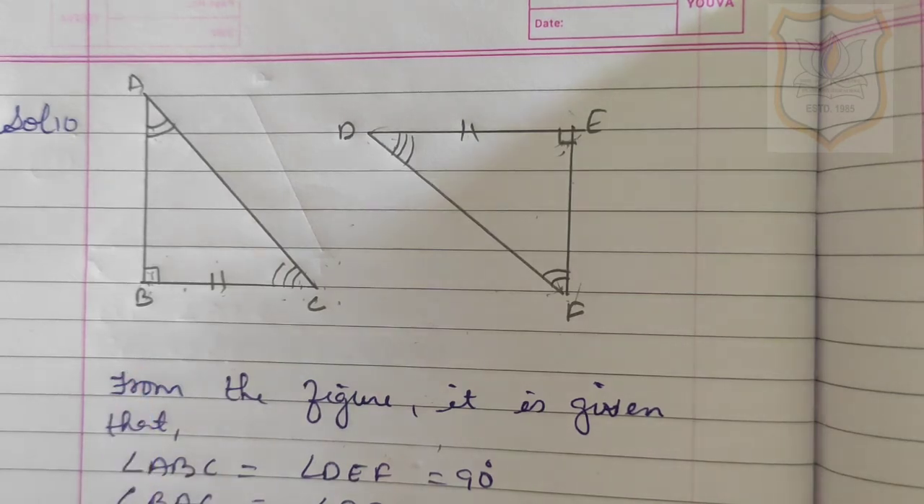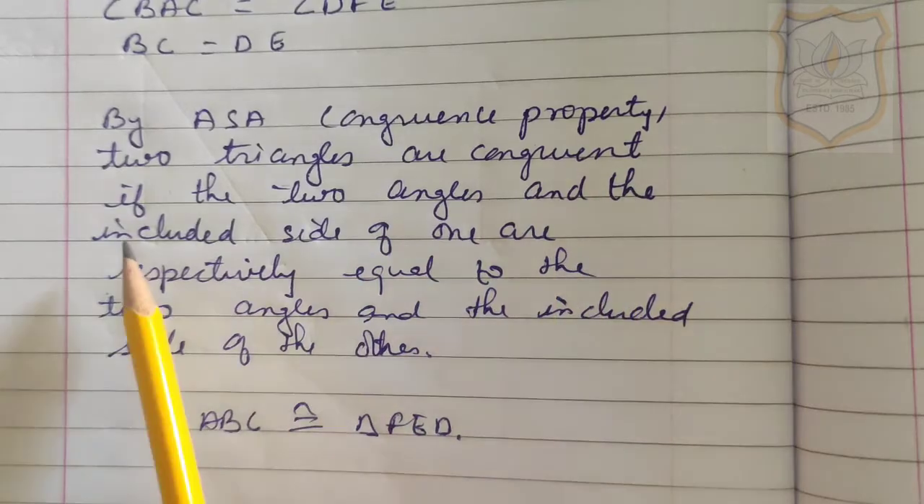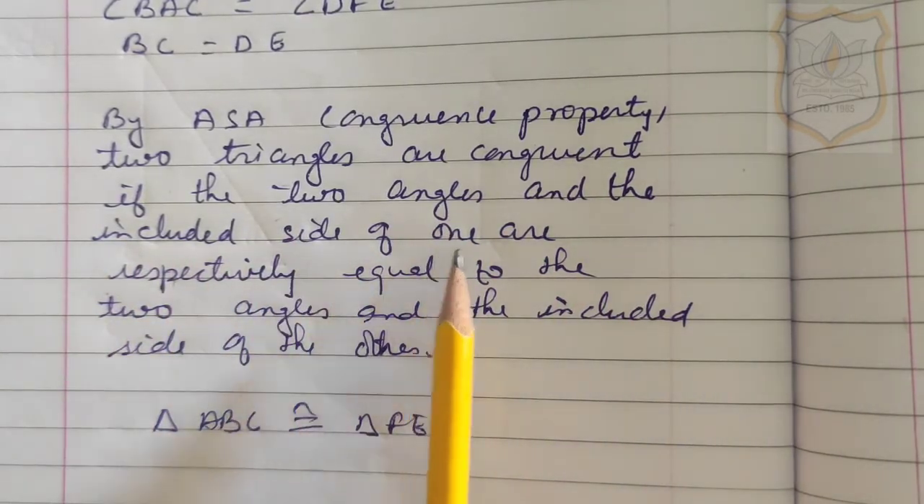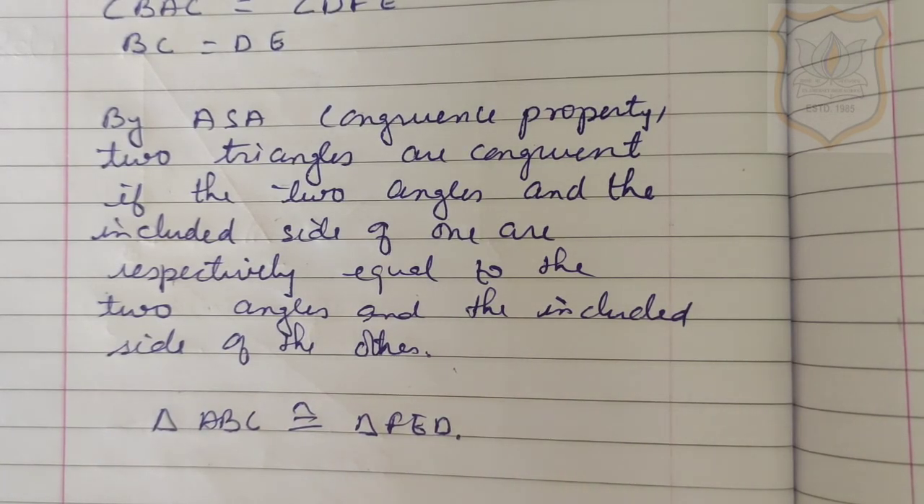So we can say that by the ASA congruence property, two triangles are congruent if the two angles and the included side of one are respectively equal to the two angles and the included side of the other. Therefore, triangle ABC is congruent to triangle FED.